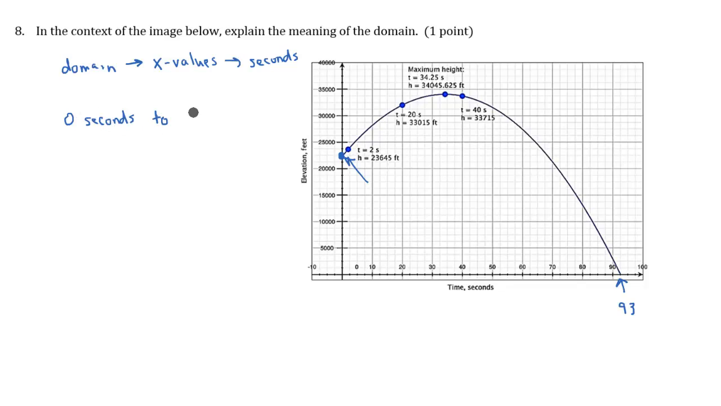So we go from 0 seconds to 93 seconds, and that's going to be my domain. And again, what does that exactly mean? Well, there's probably an object being thrown through the air here, which is modeled by this parabola, and that's how long it's going to be in the air for, because it starts up here at 0 seconds, somewhere between 2,000 and between 20,000 and 25,000.